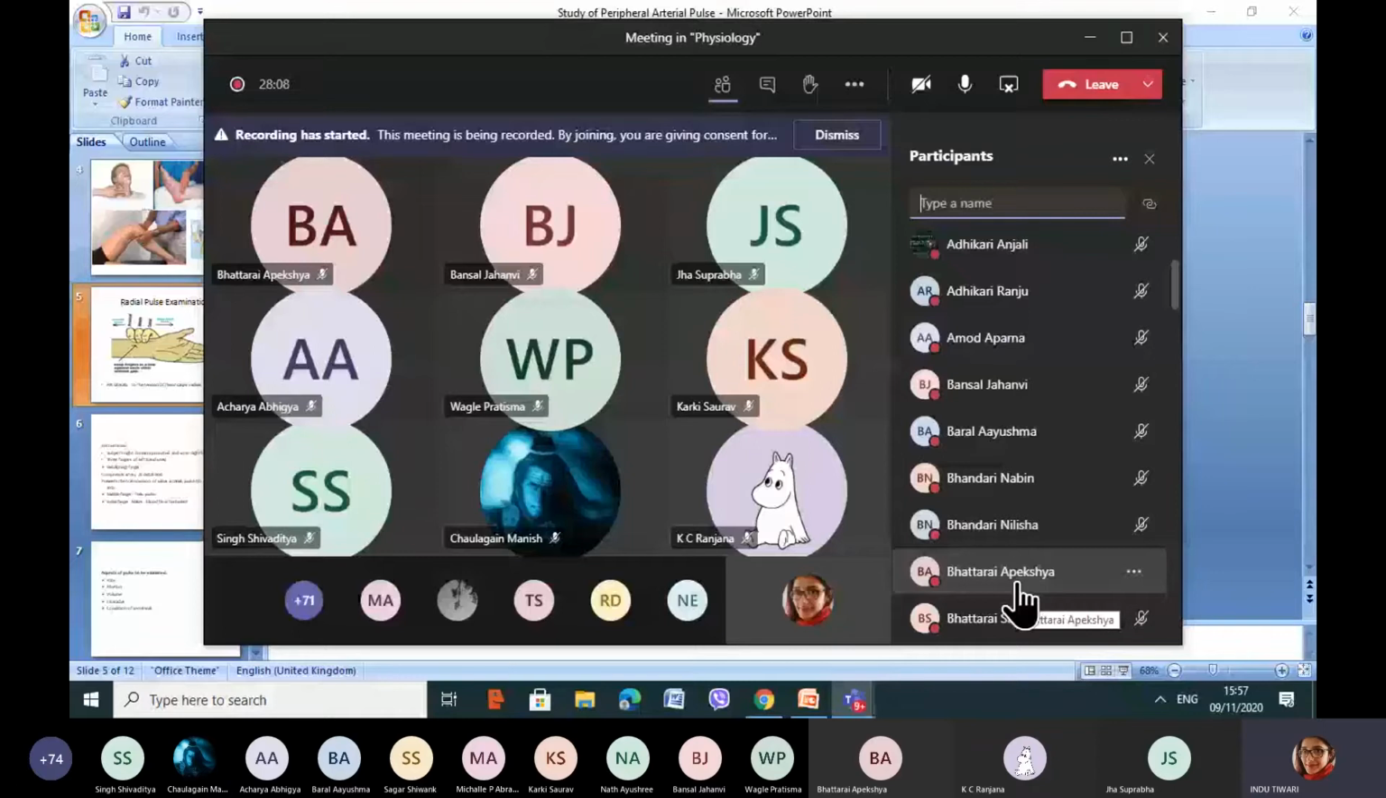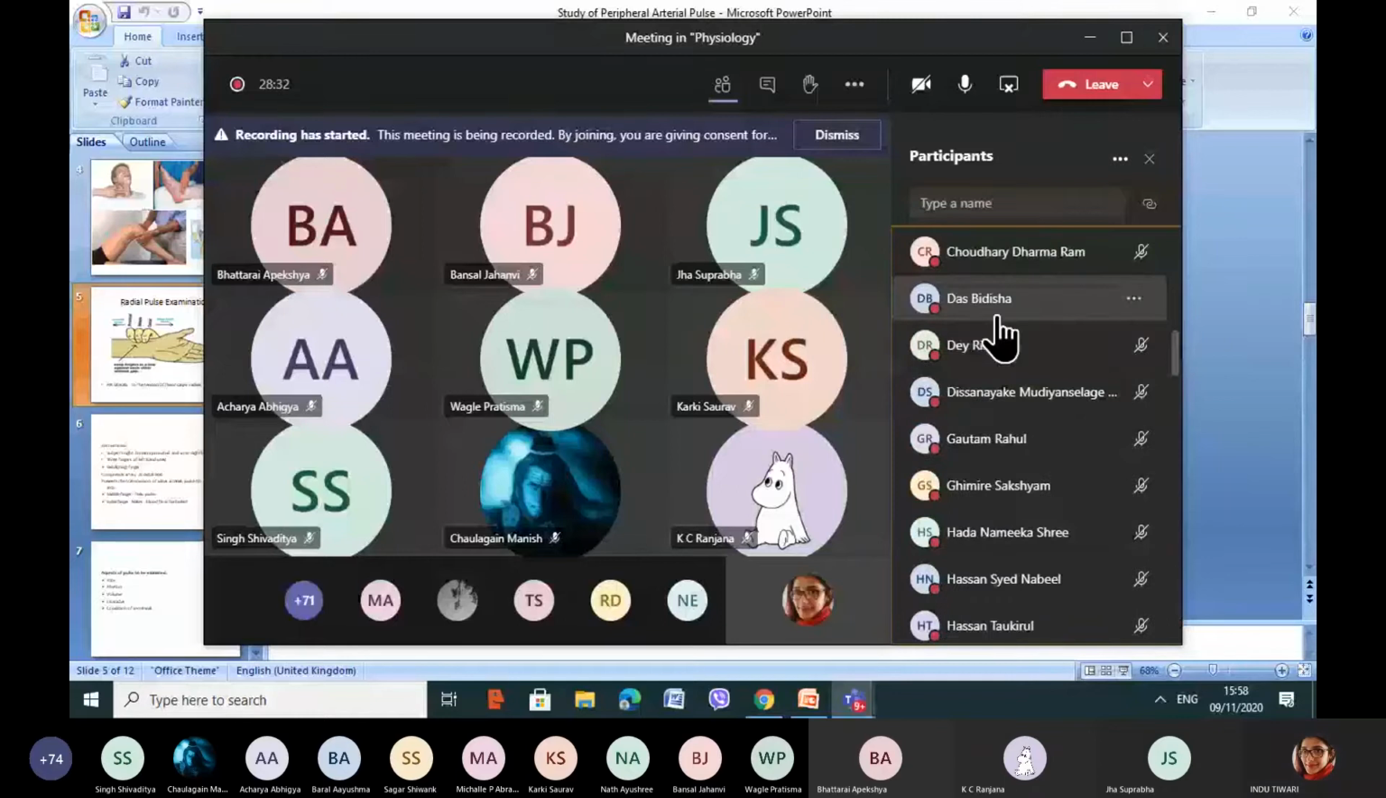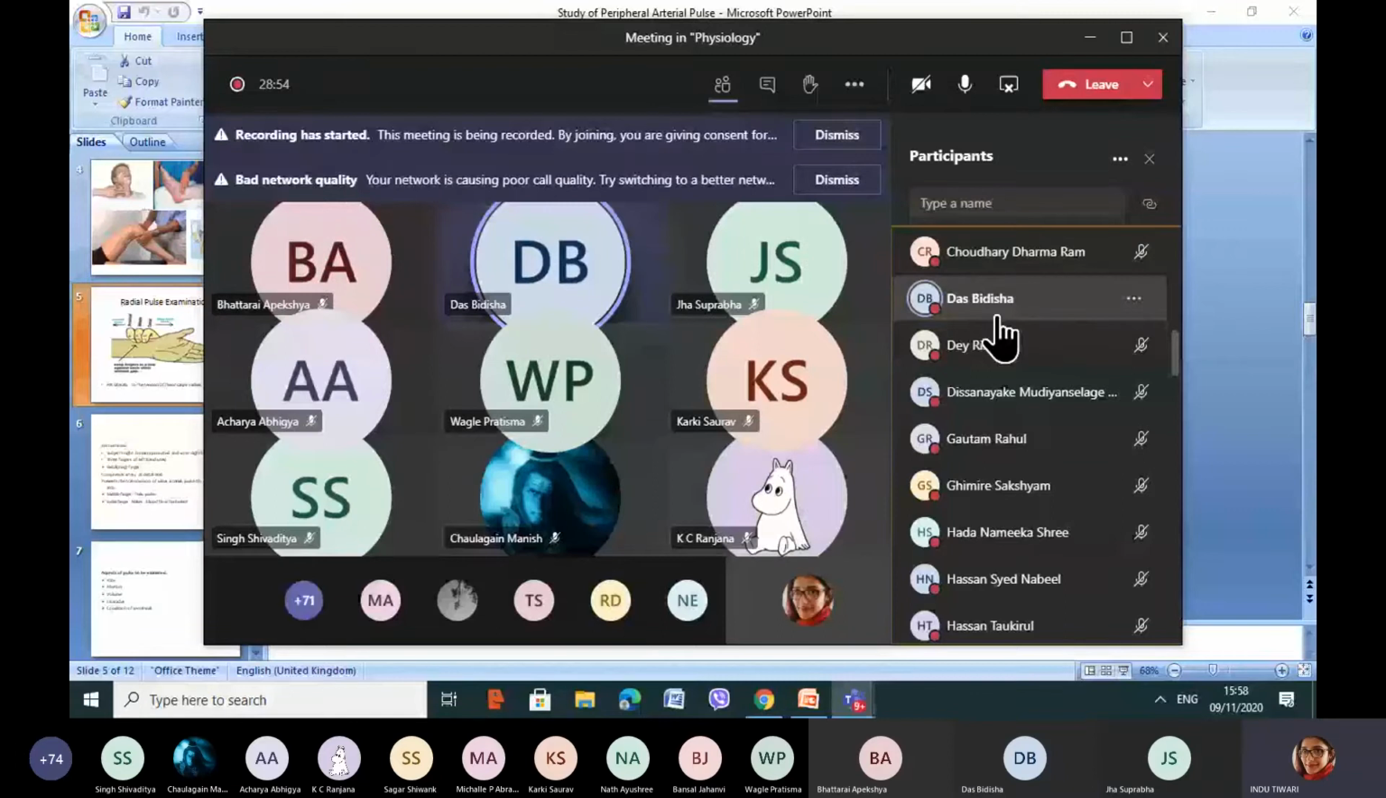So the next is the character of the pulse. What do you understand by character of the pulse? Let me say it. Bidisha Das. Yes, ma'am. Bidisha, what do you understand by character of the pulse? Ma'am, it means the impression of the pulse waveform which is gained by palpation. Okay, so when you say this statement, do you understand what it means?